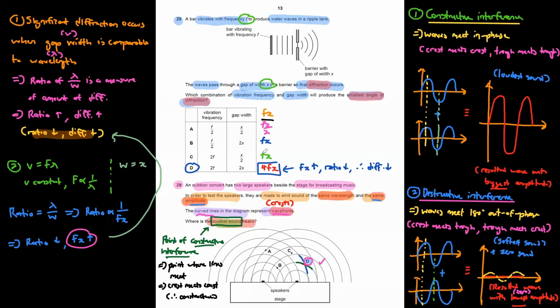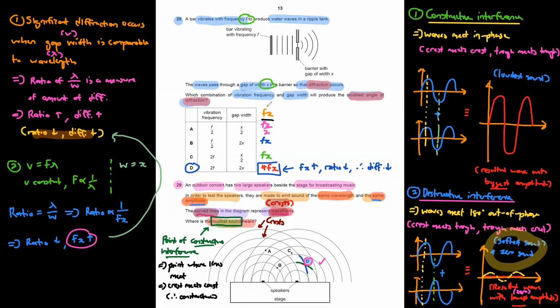Now, before I move on to the next question, let me just explain a bit more about this question. What if the question was changed and they ask you to find the point where you have the softest sound or zero sound? So here would mean that you need to find the point of destructive interference. Would you be able to determine it from this diagram? You can actually do so. Remember that they told you the lines here represent your wavefronts, or in other words, your crest. So I can actually say that this line and this line are my crest.